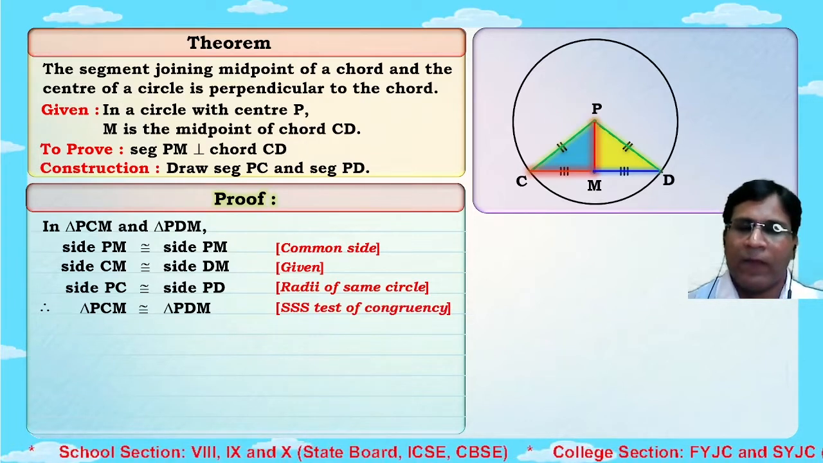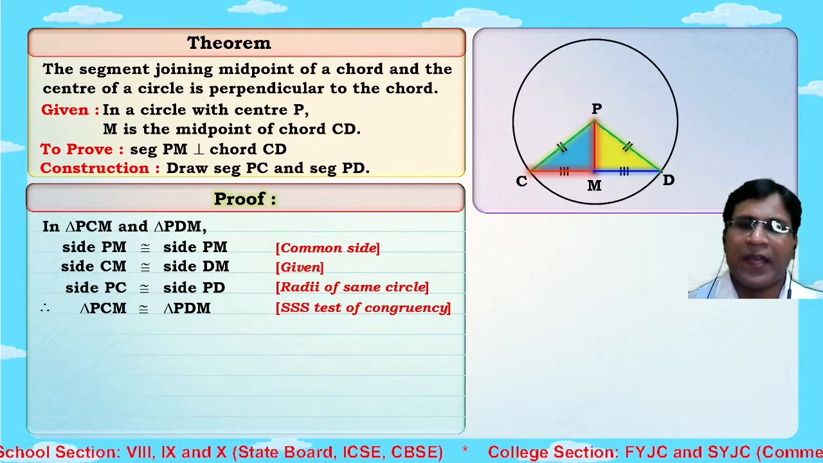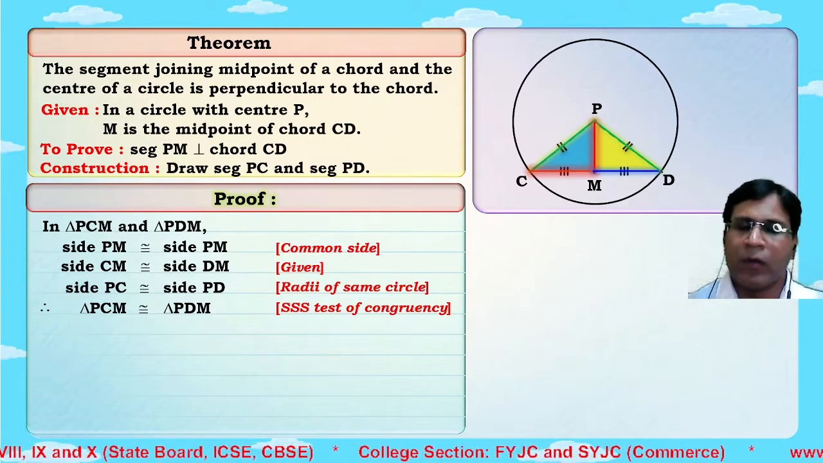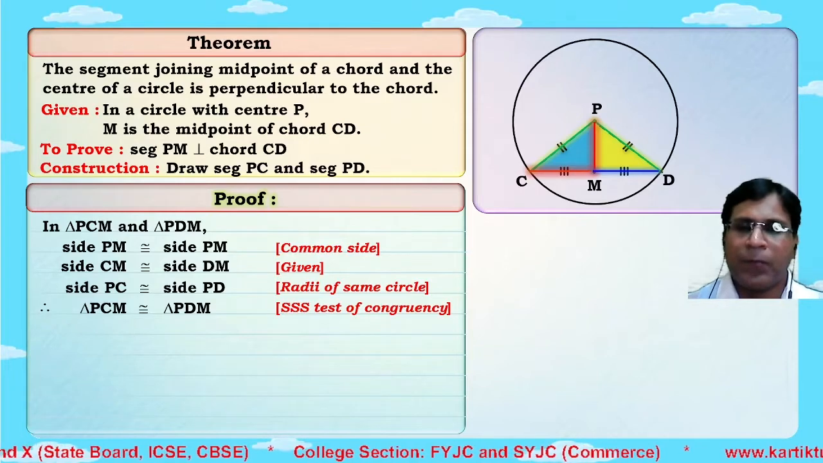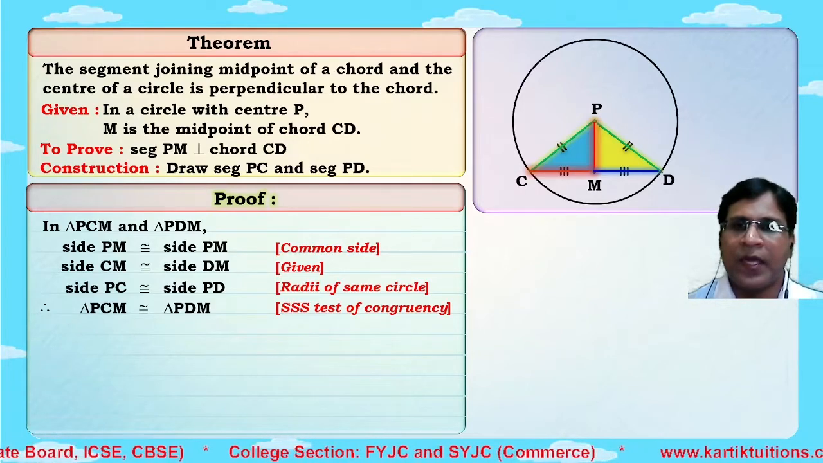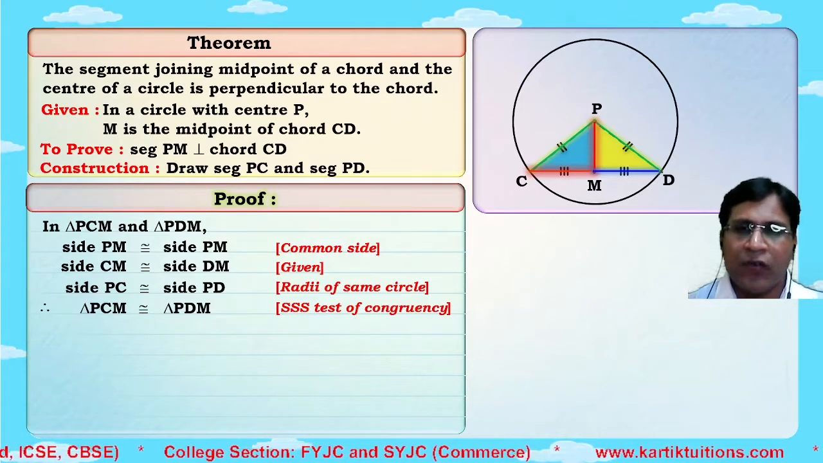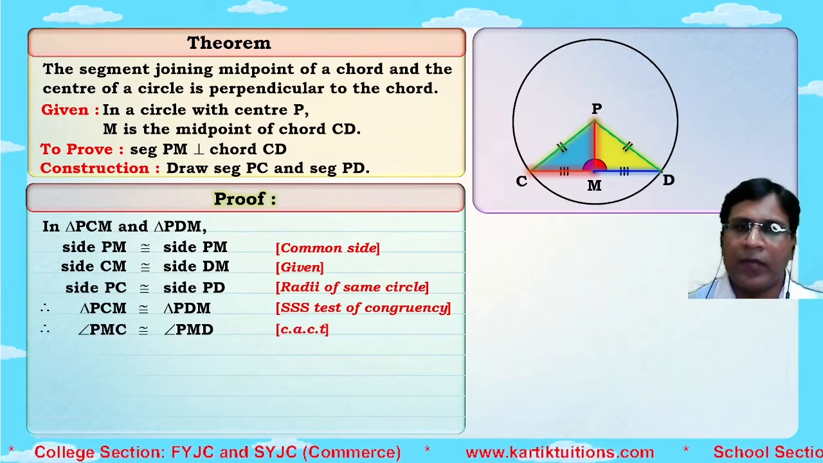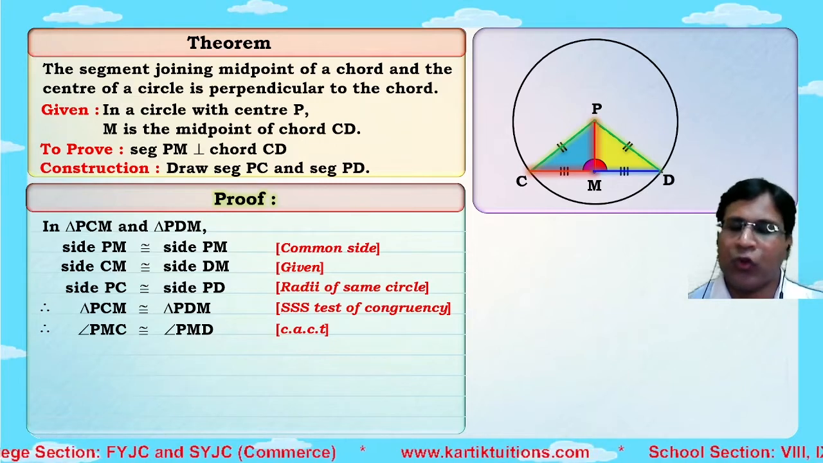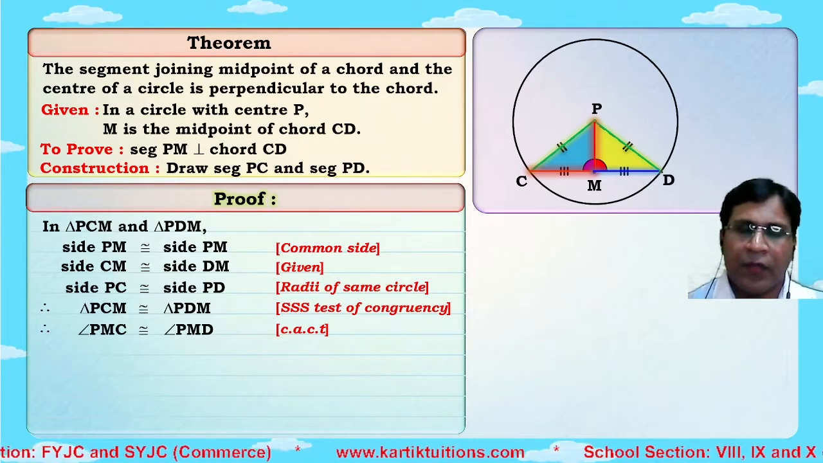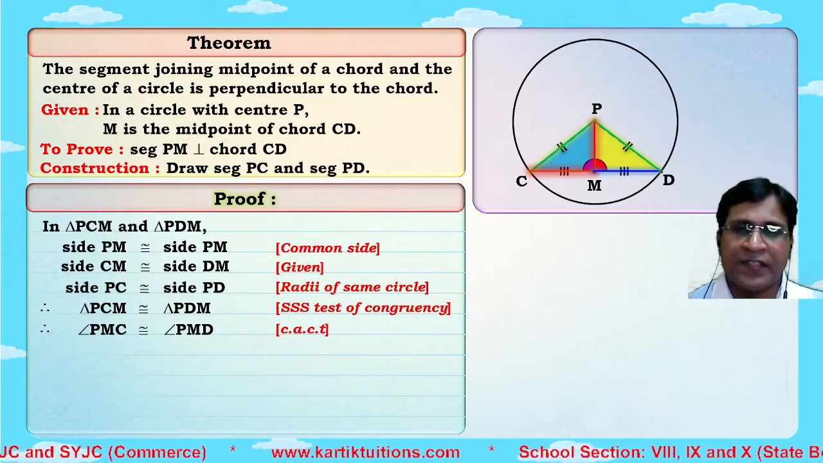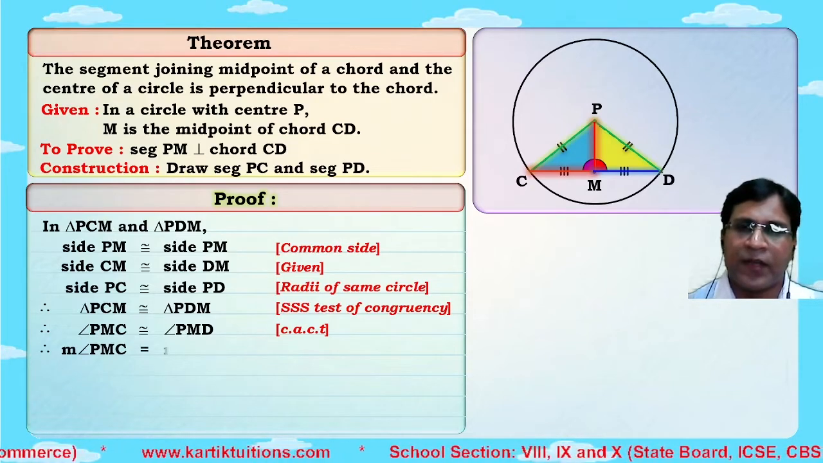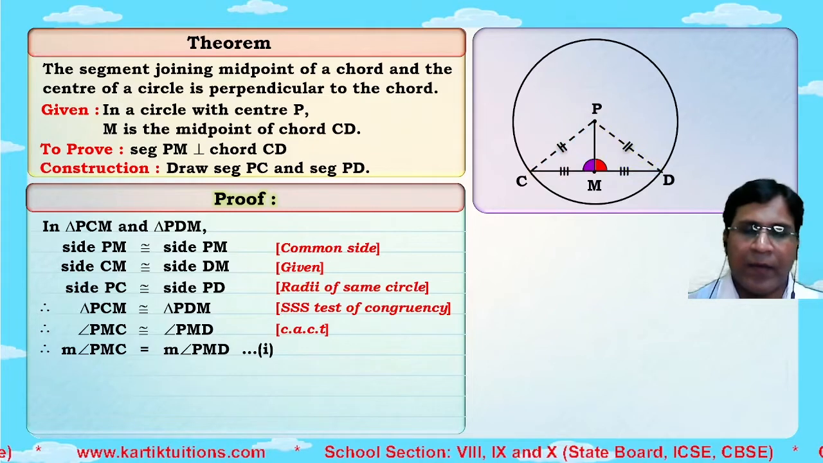Now, as you know, when the triangles are congruent, their remaining elements also become congruent. In these remaining elements, this time we'll just talk about one pair of angles, that is angle PMC and angle PMD. Since the triangles are congruent, angle PMC will be congruent to angle PMD, and the reason is CACT. You can also write CPCT. Now, since the angles are congruent, we can say their measures are also equal. So, measure of angle PMC is equal to measure of angle PMD. Am I clear till here?